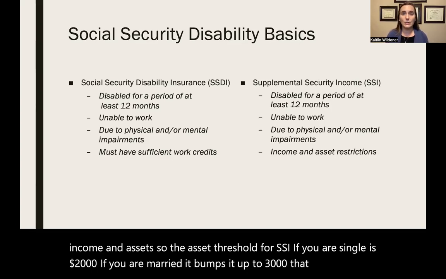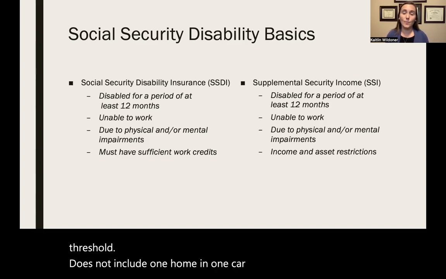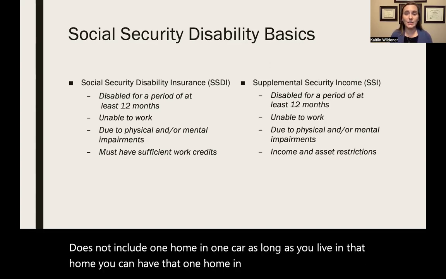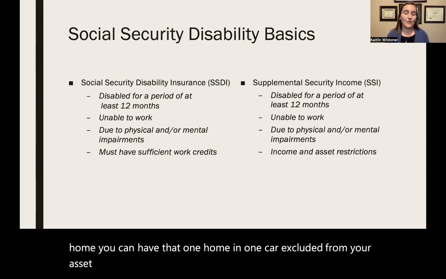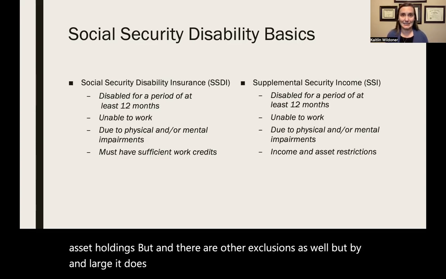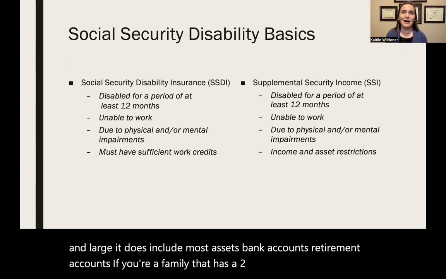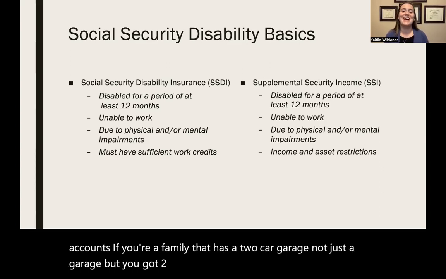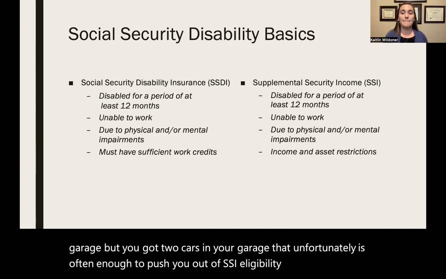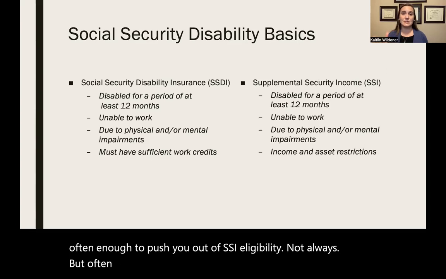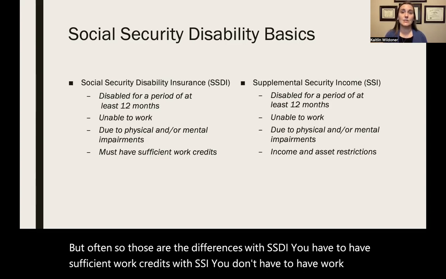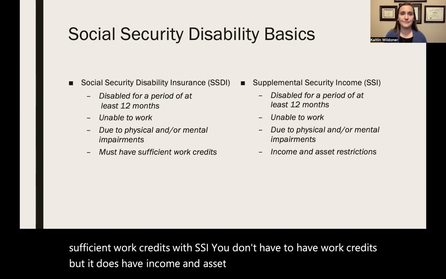That asset threshold does not include one home and one car. As long as you live in that home, you can have that one home and one car excluded from your asset holdings. And there are other exclusions as well, but by and large, it does include most assets, including bank accounts and retirement accounts. If you're a family that has a 2-car garage, not just a garage, but 2 cars in your garage, that unfortunately is often enough to push you out of SSI eligibility. Not always, but often. So those are the differences. With SSDI, you have to have sufficient work credits. With SSI, you don't have to have work credits, but it does have income and asset restrictions on whether you qualify.